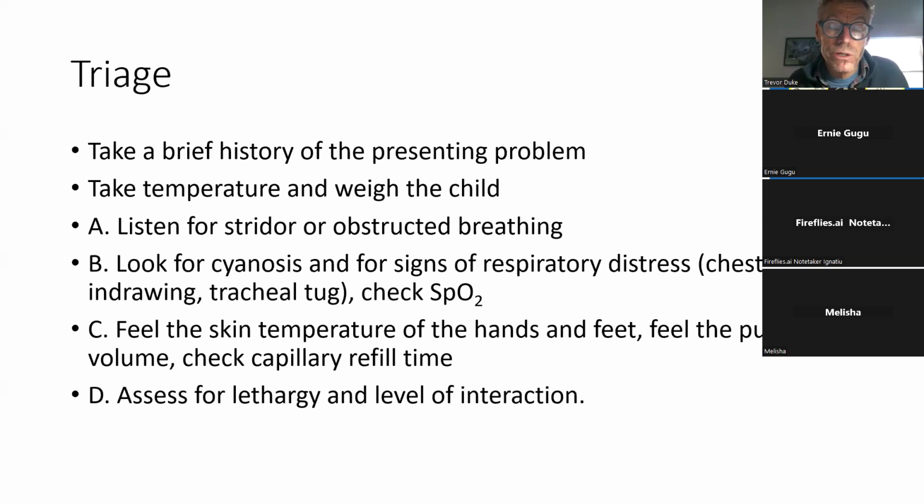weigh the child. That's important because then you can prescribe medications appropriately. You listen for stridor or obstructed breathing. Clearly, this child had obstructed breathing, but it wasn't at the upper airway level. It's more in the lower airways. You look for cyanosis. This child had saturations of 82, so likely to be cyanosed, and look for signs of respiratory distress. With this particular child, he was so pale that he may not have cyanosis. So children who are very anemic won't always be cyanosed. That's an important point.